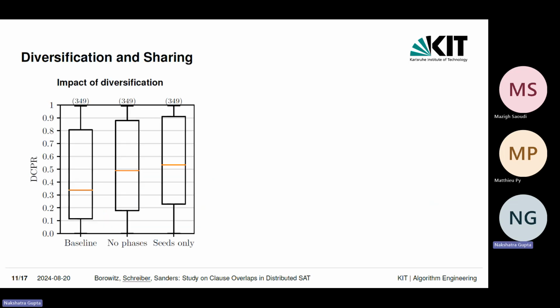Now, a brief look at the impact of diversification of our solvers. The main thing I want you to take away here is that with our baseline, we have around 35% duplicates, whereas if we disable our variable polarities, which we set differently for each solver thread, we get a substantially higher DCPR, growing from 34 to almost 50%. So this confirms that setting those variable polarities really has a large impact on which clauses the solver threads produce.